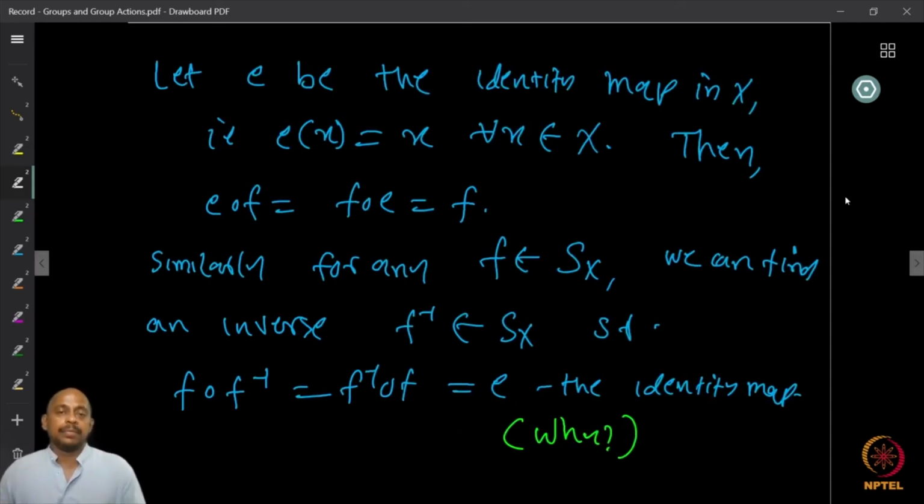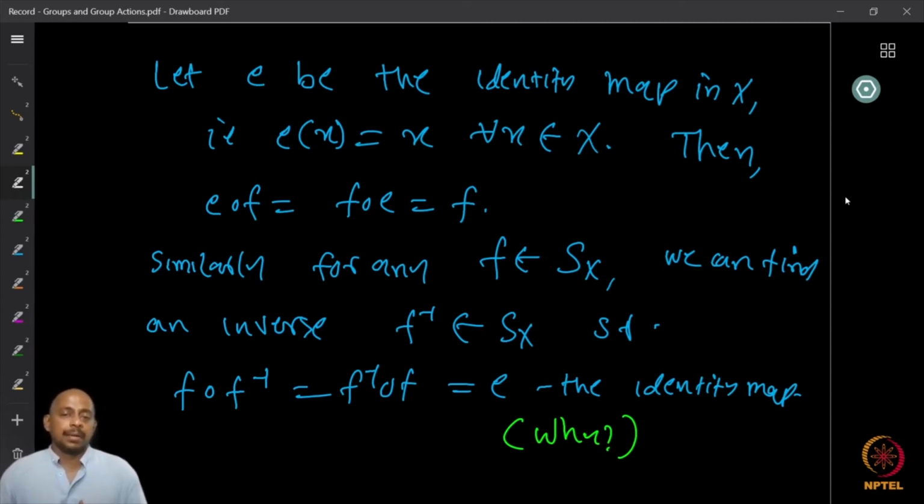Now, if e is the identity map, because any element is mapped to itself, then e is an identity for the symmetric group as well. So one can show this by taking e composition f is equal to f composition e, and it's actually equal to f. It's again trivial to verify, immediate.